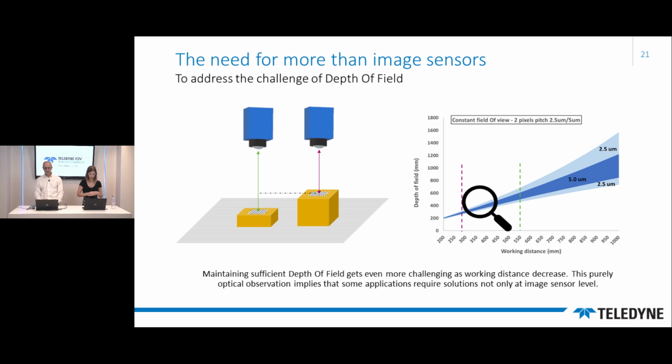This is purely optical observation. And so it implies that in some use case, for some application, in some scenario, you will need a solution not only with the image sensor, but with the combination of the sensor and the lens to enable a broader working distance.